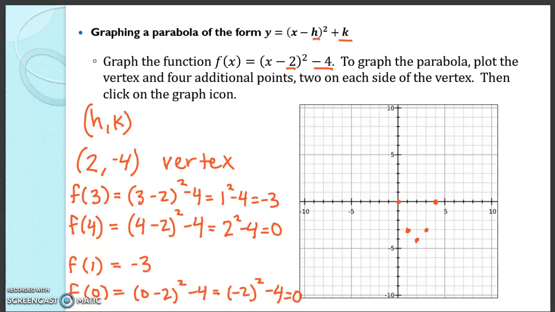And then we click the graph icon, but we know that parabolas are U-shaped, so it's going to end up looking like this. Now what's interesting about a parabola is right at this vertex, and we'll go over this in future videos, there is a line of symmetry. So we can fold this parabola right along this line, and the right side will line up with the left side. So that is graphing a parabola of the form y equals (x minus h) squared plus k, also known as vertex form.